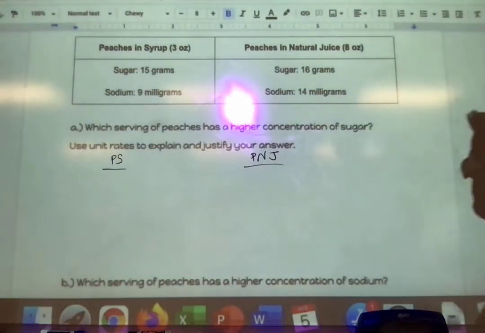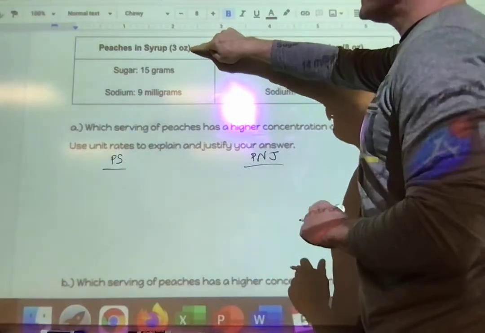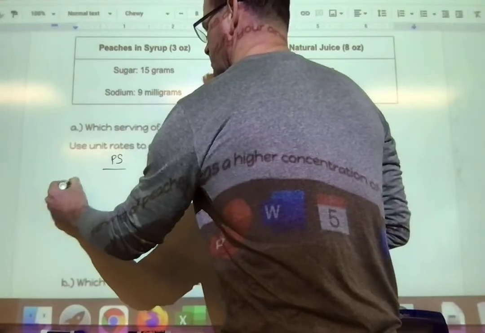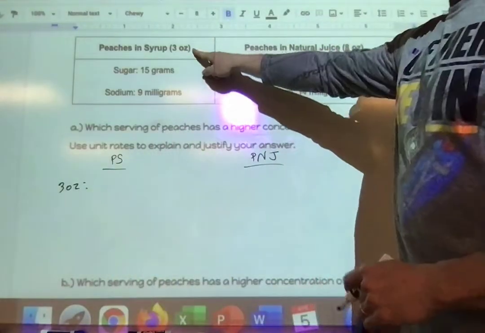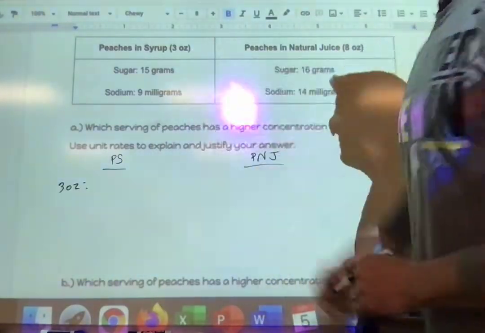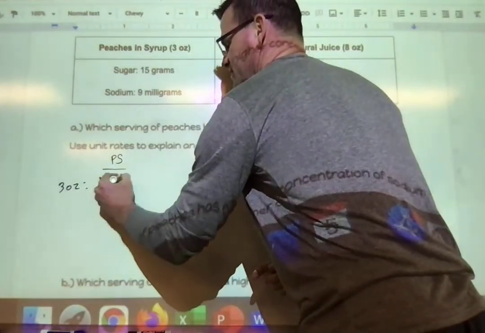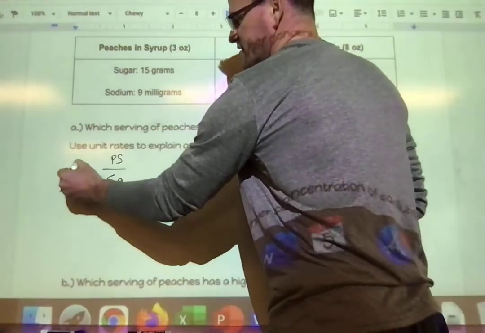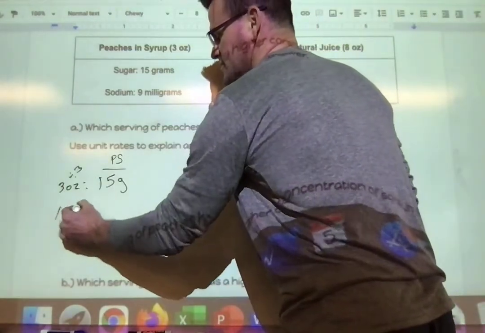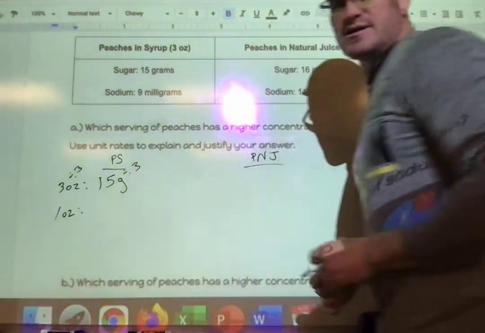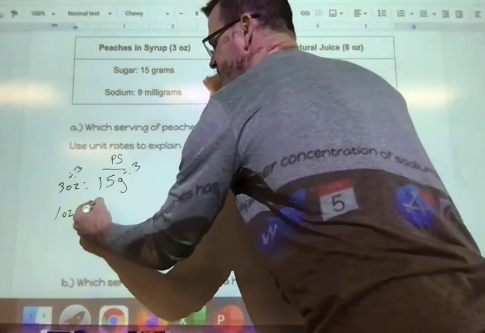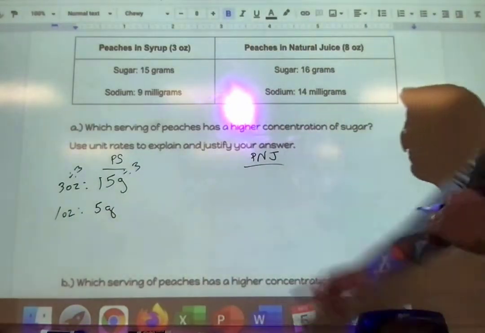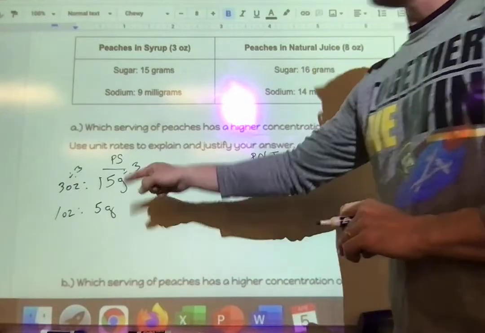All right, so in our first one, we know the syrup comes in 3 ounce sizes, so we've got 3 ounces. We'll do our little ratio here. 3 ounces, and in sugar, that's 15 grams in every 3 ounces. Okay, 15 grams. So to get that down to a unit rate, I'd get that down to 1 ounce, so I know to divide that by 3 gets it down to 1 ounce. So I must divide this by 3 to keep the relationship the same, and we get 5 grams. So in this case, for peaches and syrup, we're going to have 5 grams of sugar for every 1 ounce.